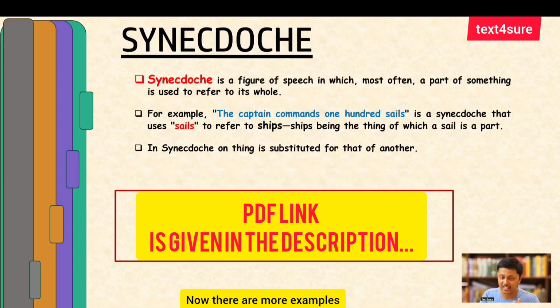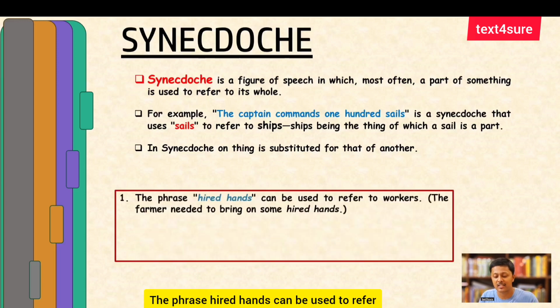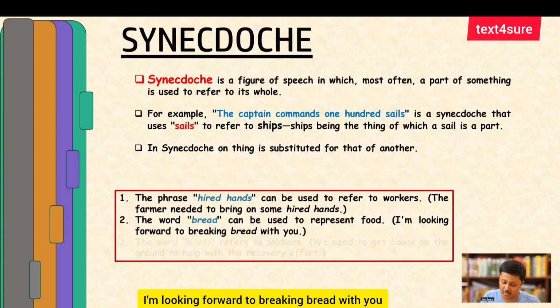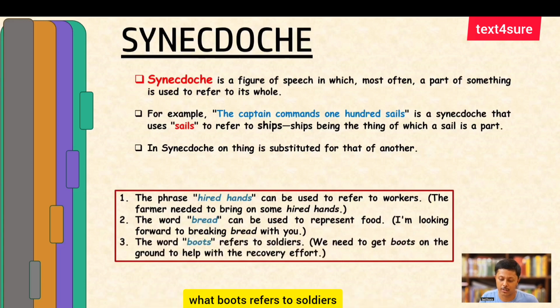Now, there are more examples. In this box, I have to give you the examples. There are three examples that I have suggested for you. The phrase hired hands can be used to refer to workers. The farmer needed to bring on some hired hands. See here, association is there, but not close association like metonymy. Second example, the word bread can be used to represent food. I'm looking forward to breaking bread with you. The third one is where boots refers to soldiers. We need to get boots on the ground to help with the recovery effort. So instead of saying soldiers, the speaker is mentioning boots. Instead of saying food, the speaker is mentioning bread.